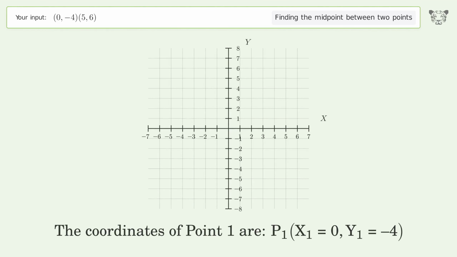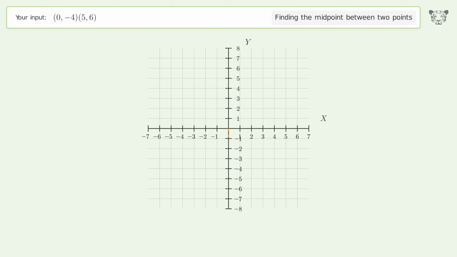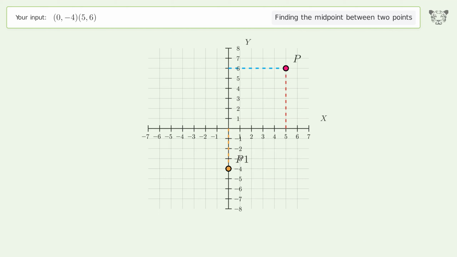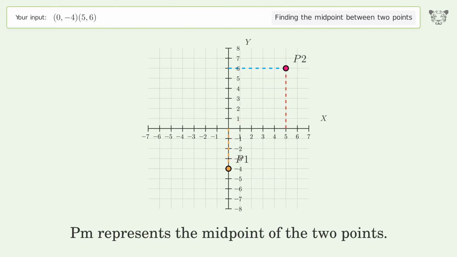The coordinates of point 1 are x1 equals 0, y1 equals -4. The coordinates of point 2 are x2 equals 5, y2 equals 6. PM represents the midpoint of the 2 points.